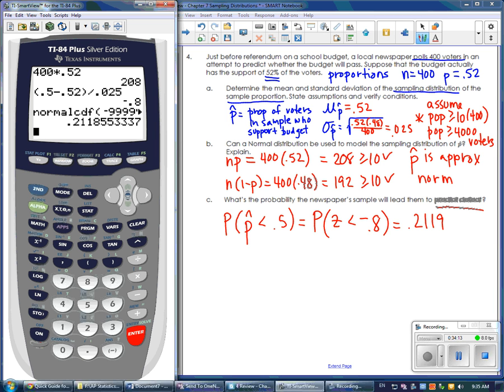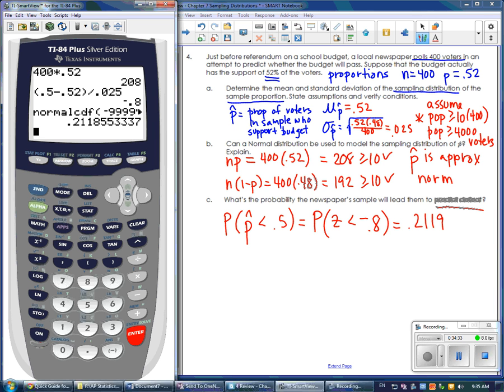Even if this distribution is true, like I said, there are going to be sample values that are higher than 52%, and there are going to be sample values that are lower than 52%. In fact, about 21% of our sample values are going to be less than 0.5. So if that's the sample that the newspaper takes, they're going to be predicting defeat based on that sample.